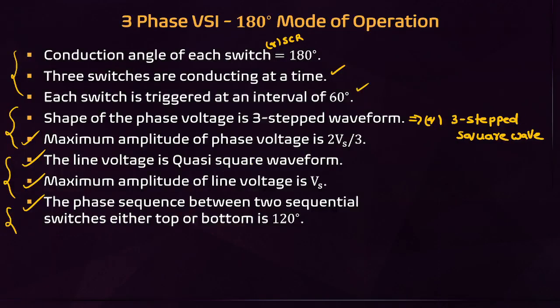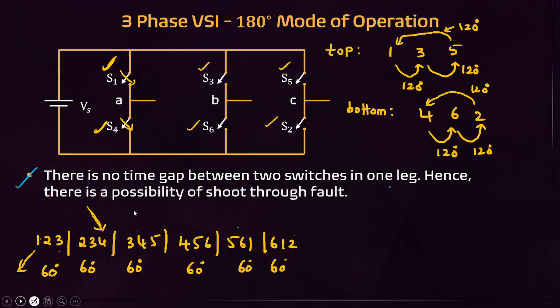These points are important. In 180-degree mode of operation, each switch conducts for 180 degrees. Three switches conduct at a time. Each switch is triggered at a 60-degree interval. What is the shape of the phase voltage? What is the maximum amplitude of phase voltage? What is the shape of the line voltage? What is the maximum amplitude of line voltage? What is the phase difference between two sequential SCRs? Either top or bottom, it is 120 degrees.